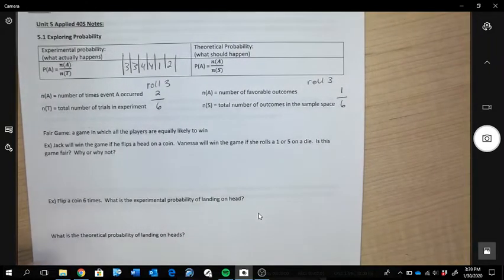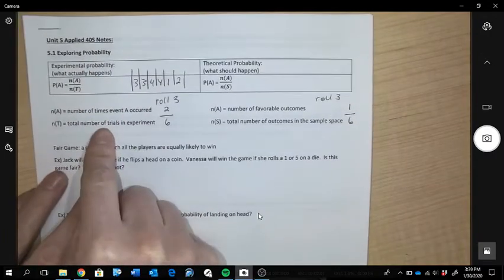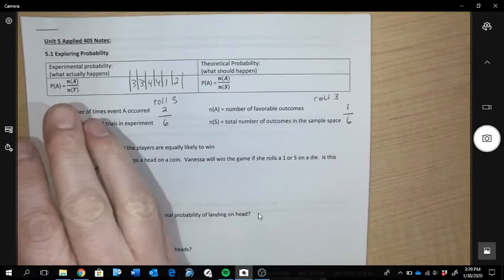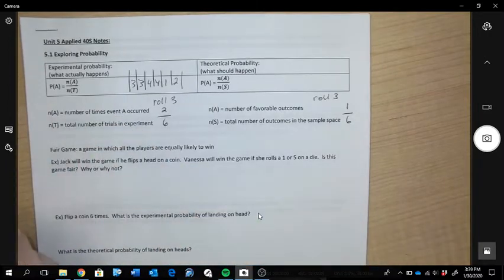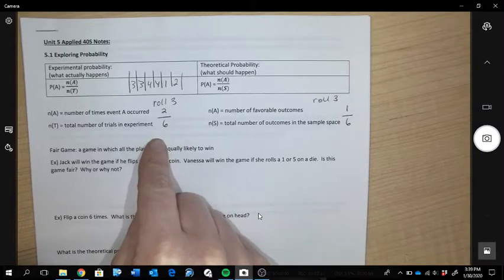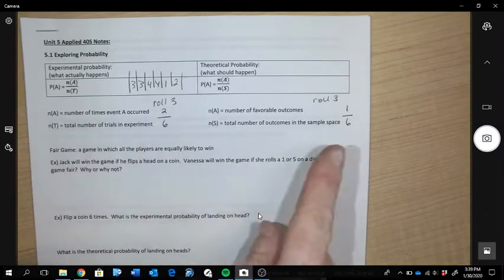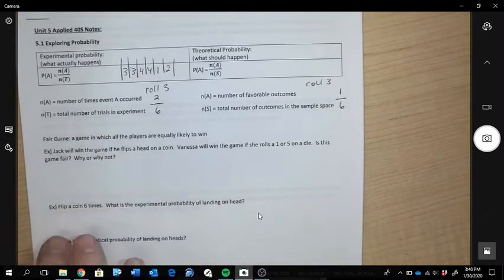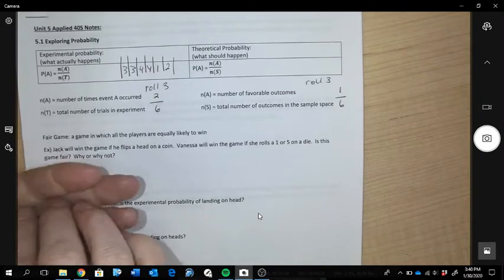Okay? And obviously with experimental probability, if you have a very small sample, your numbers probably won't match the theoretical. But if I did 3,000 rolls of the dice, I would think that it would come out closer to 1/6. That's what should happen. So the larger the experiment, the closer you should get to your theoretical.